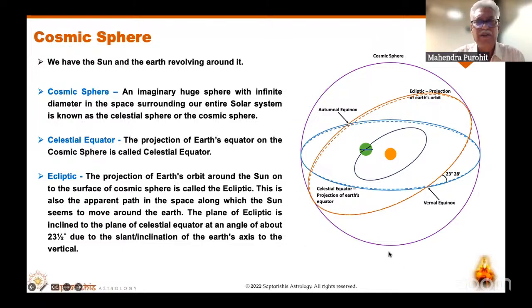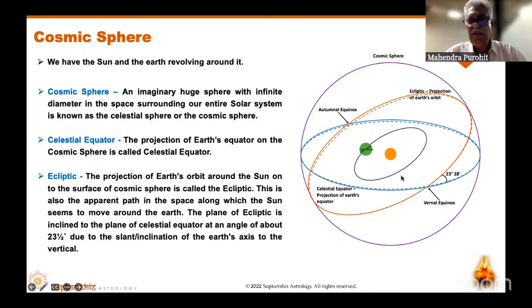So then celestial equator is nothing but the equator of the earth and the projection of this equator on the cosmic sphere. The cosmic sphere is a bigger sphere, and if you project the Earth's equator onto this sphere, it is called celestial equator. And this is the orbit of Earth around the sun. The projection of this orbit on the cosmic sphere is called ecliptic.